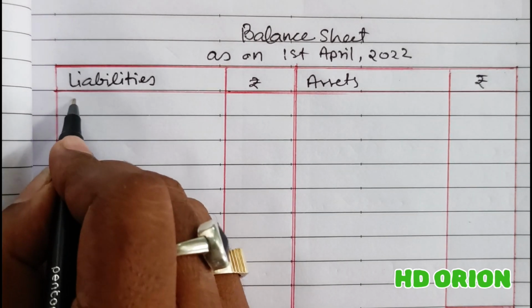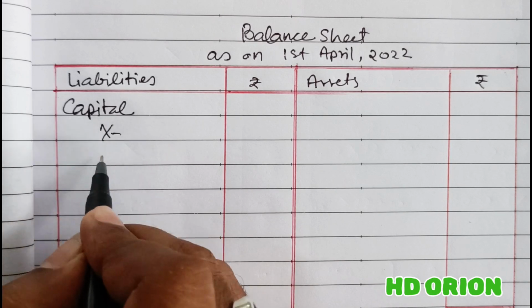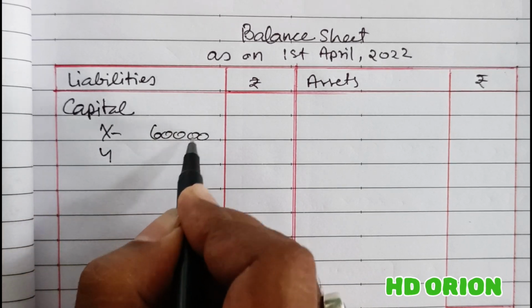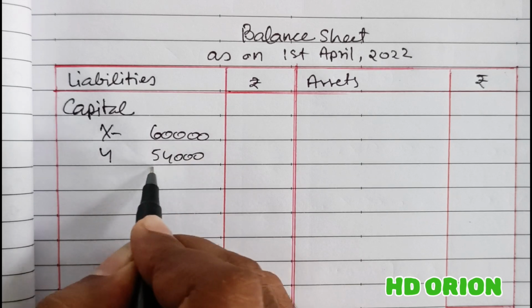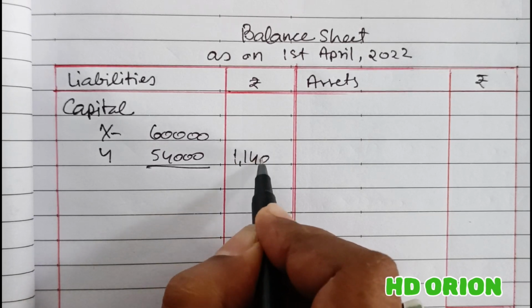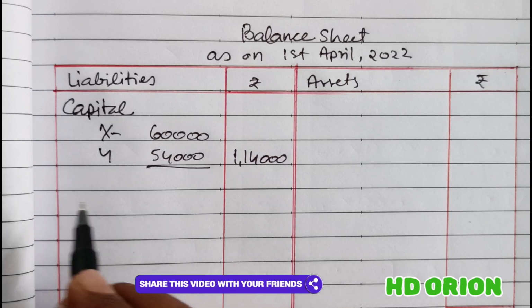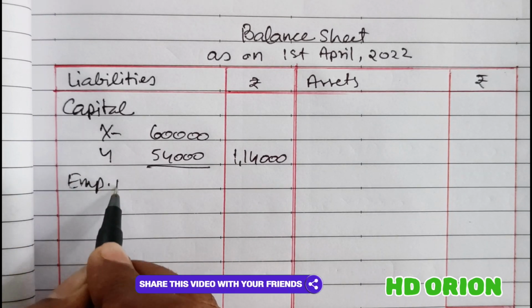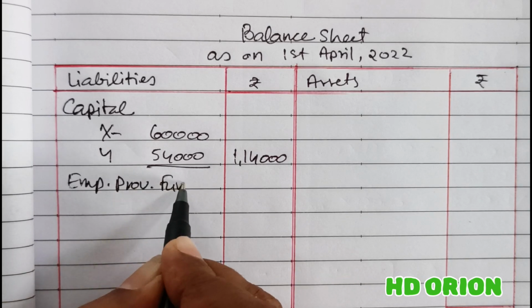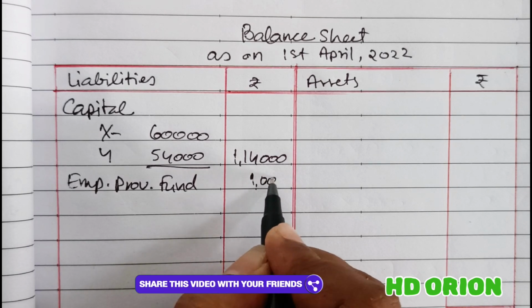In the balance sheet, first we will mention capital for partner X and Y, 60,000 rupees and 54,000 rupees. It is 1,14,000. Now in the liability side, general reserve, workman compensation fund reserve, we have already transferred to capital account. Then employees provident fund is there. It is an outsider's liability, and therefore we have to mention it here.